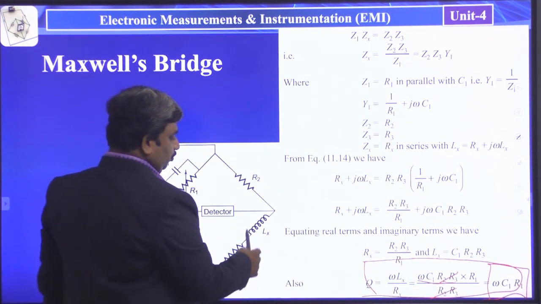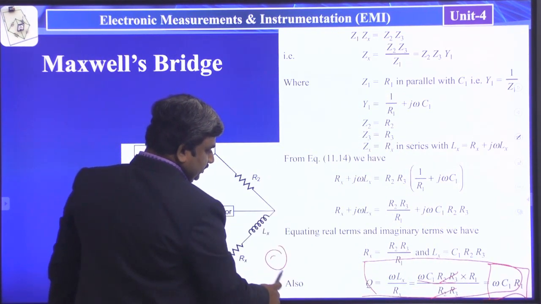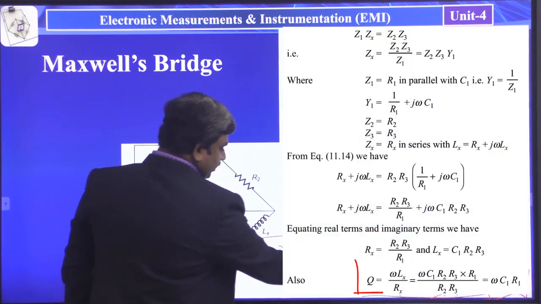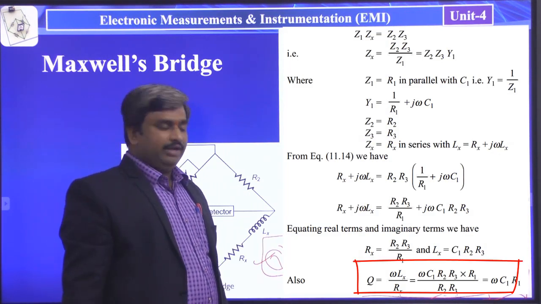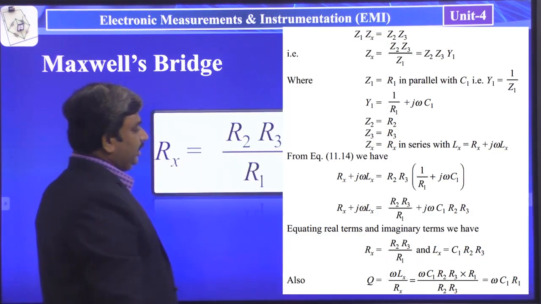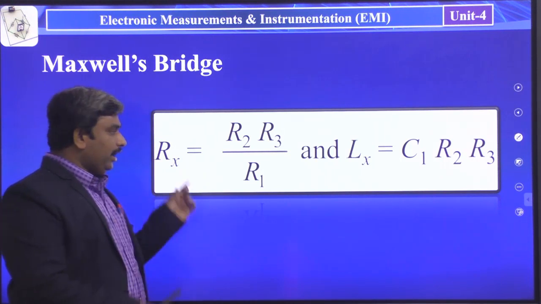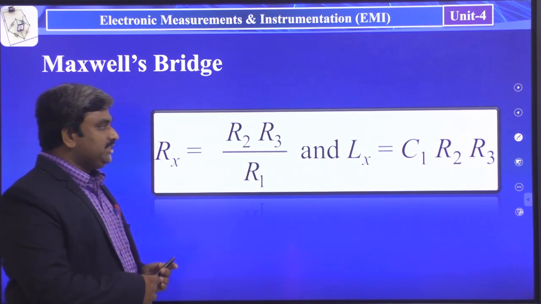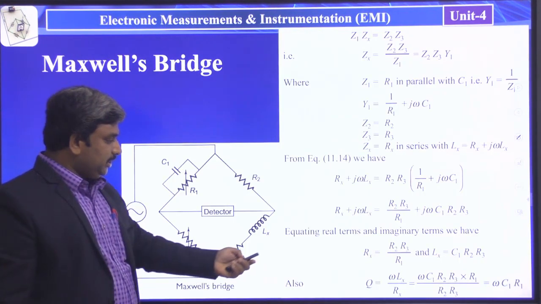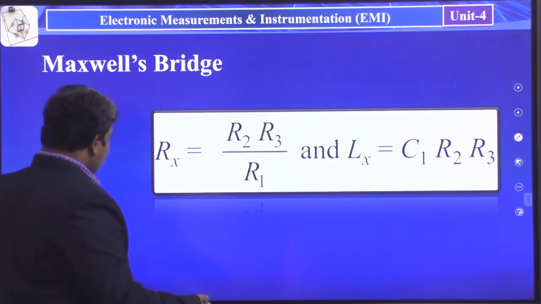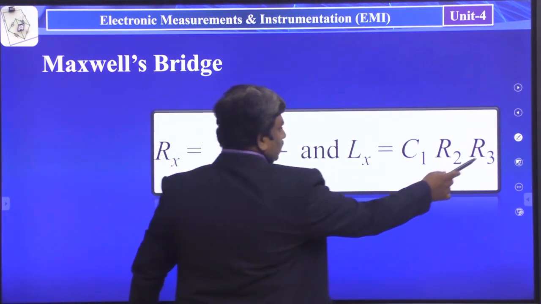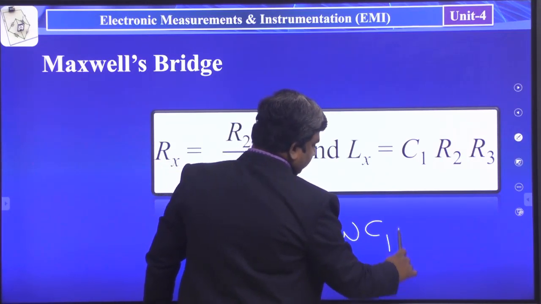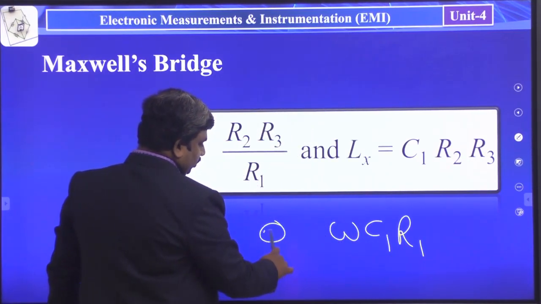Here the Q is finally equal to omega C1 R1. So this is the finalized expression. Finally, we got Rx is equal to R2 R3 by R1, and Lx is equal to C1 into R2 R3. And Q is equal to omega C1 R1. This is about Q.